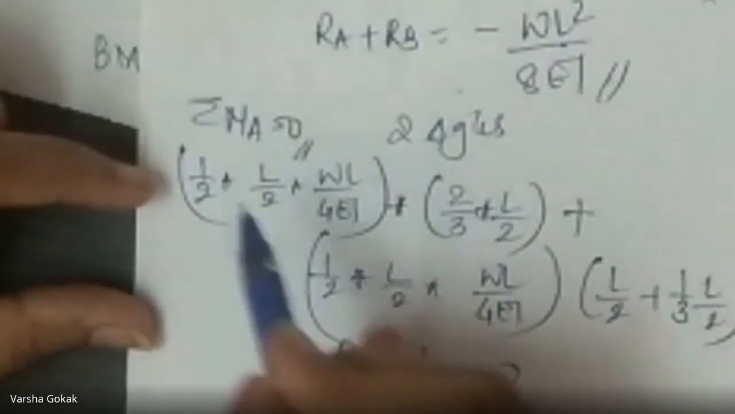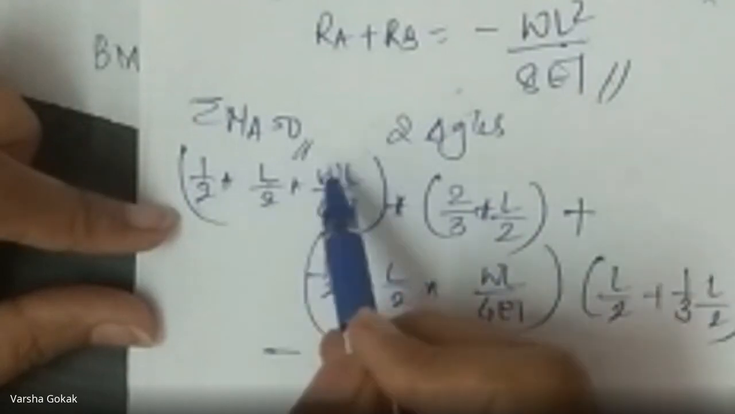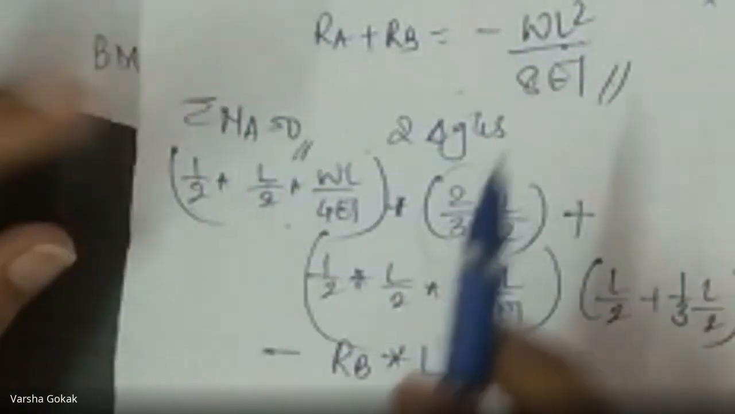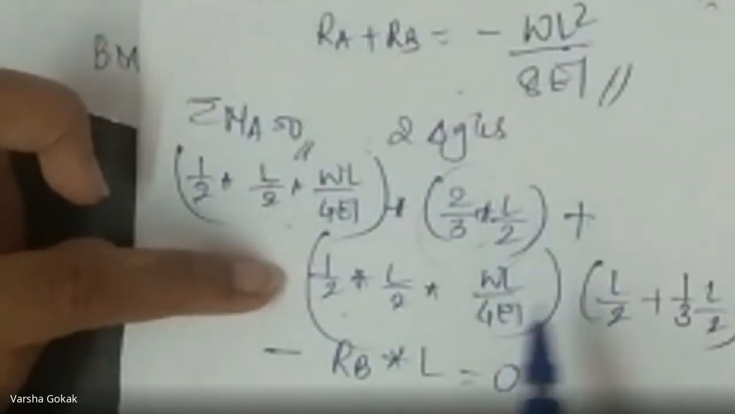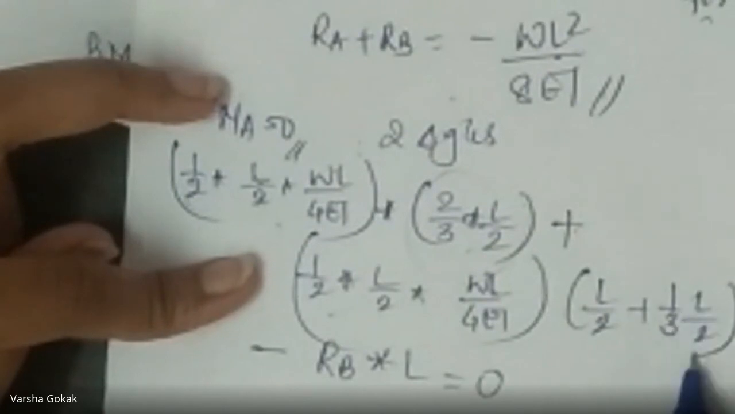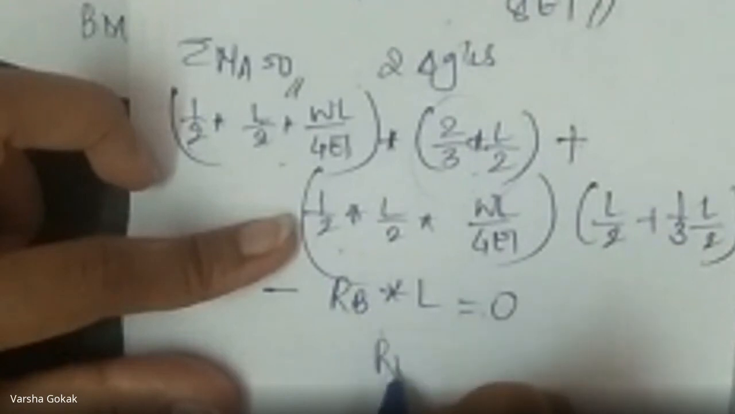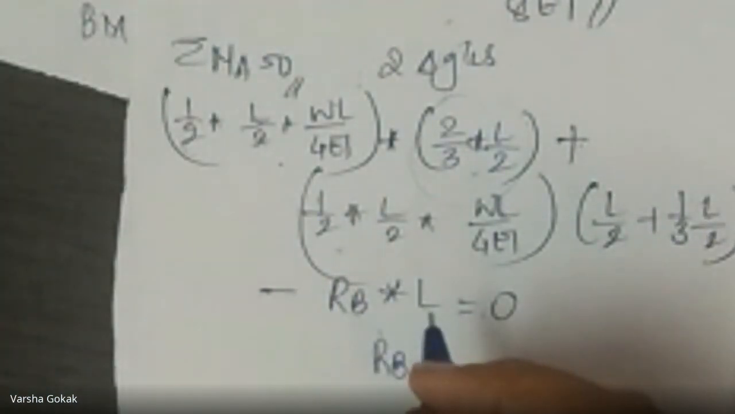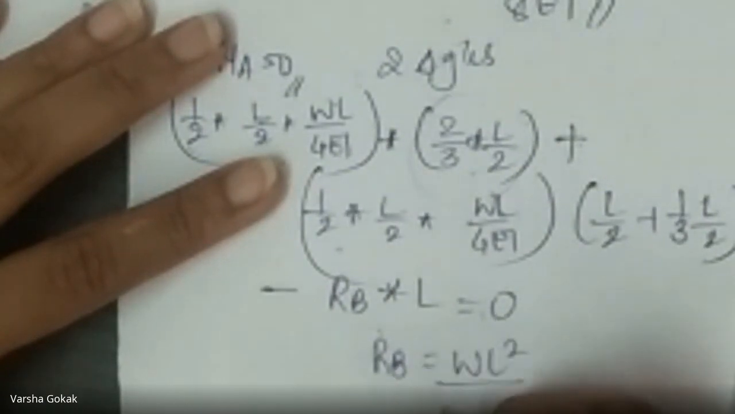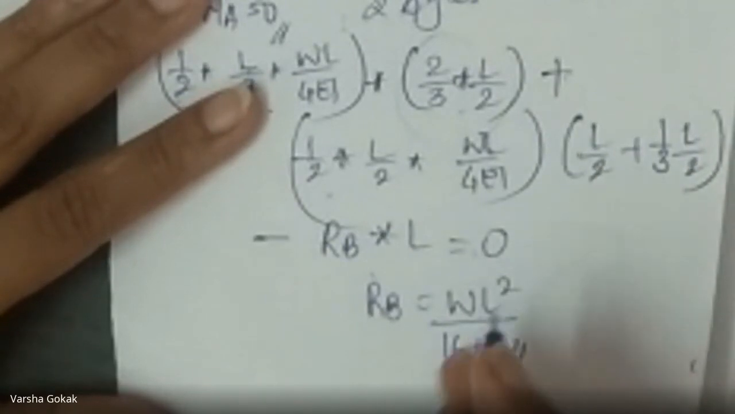Open the brackets from this. Right? WL square by 4 into 8, that is 16. So WL square by 16EI into 12 by 6 you have to do. Then here plus this again is same. Here it changes, this becomes L by 6 plus L by 2, and then RB into L. From here you get the value of RB. Anybody has solved? RB value will be WL square by 16EI.